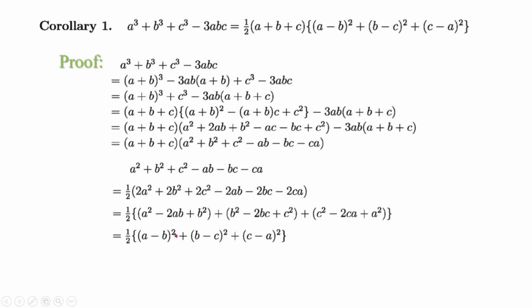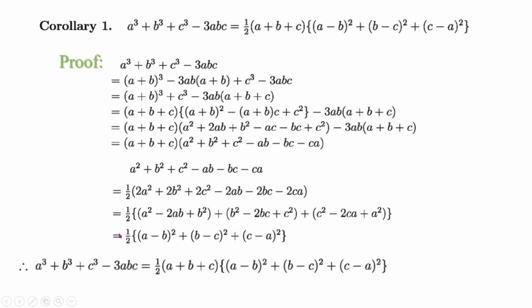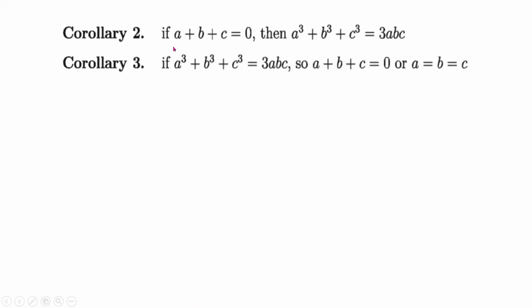This implies that it is equal to half into a minus b whole square plus b minus c whole square plus c minus a whole square. Therefore, a cube plus b cube plus c cube minus thrice abc equals half of a plus b plus c into a minus b whole square plus b minus c whole square plus c minus a whole square. That's proved.